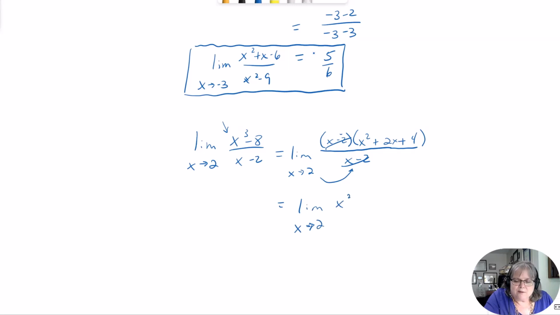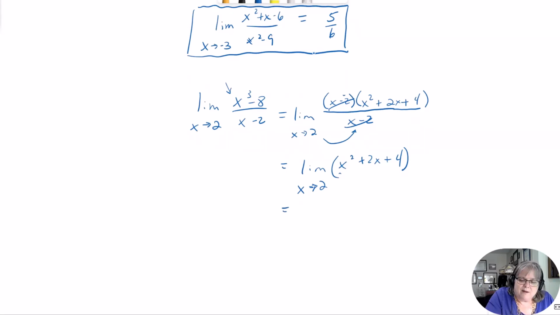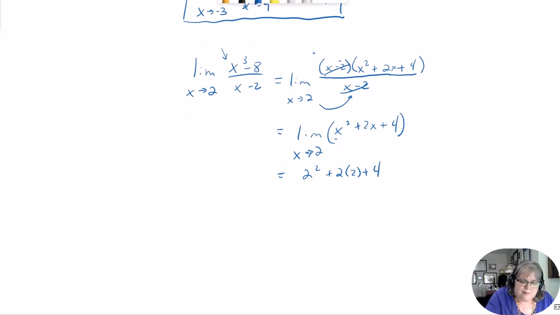And you're left with x squared plus 2x plus 4. Now, again, if you just write it like this without parentheses, even though some books are going this way, which I don't understand, technically you're saying, I'm just going to put 2 in right there, because it only applies to what's immediately after it, unless you put parentheses. So put parentheses, and you would have 2 squared plus 2 times 2 plus 4. So you end up with 12.